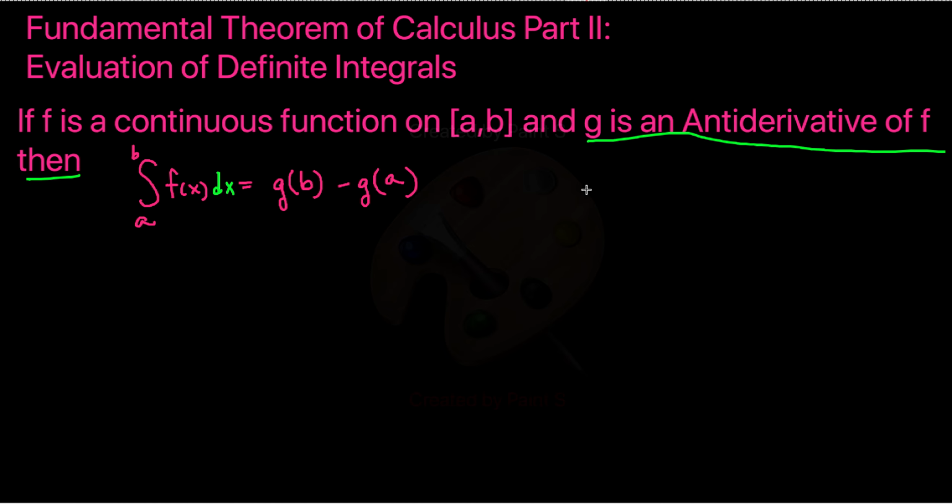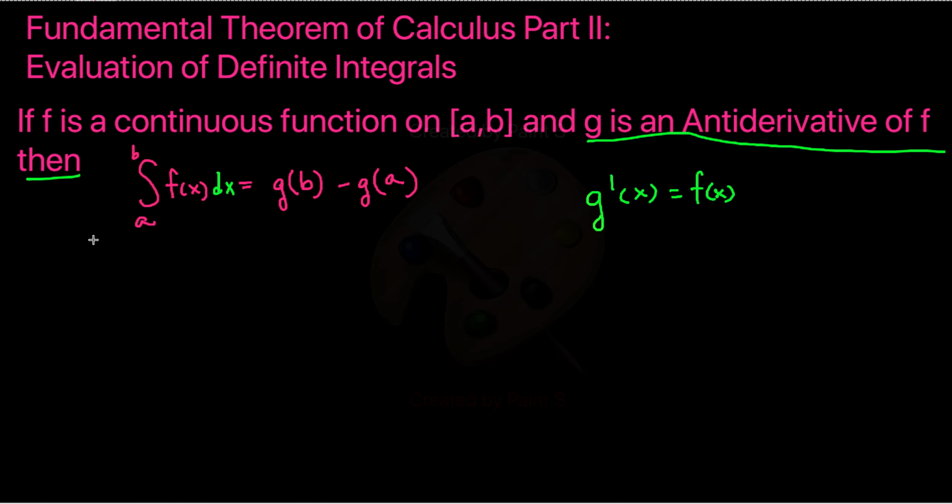Now we need to understand what it means when we say g is an antiderivative of f. That means basically that g prime, taking the derivative, is equal to f. That's all that means when we say g is an antiderivative of f. Okay? It's any function whose derivative is f. Right? That's an antiderivative.